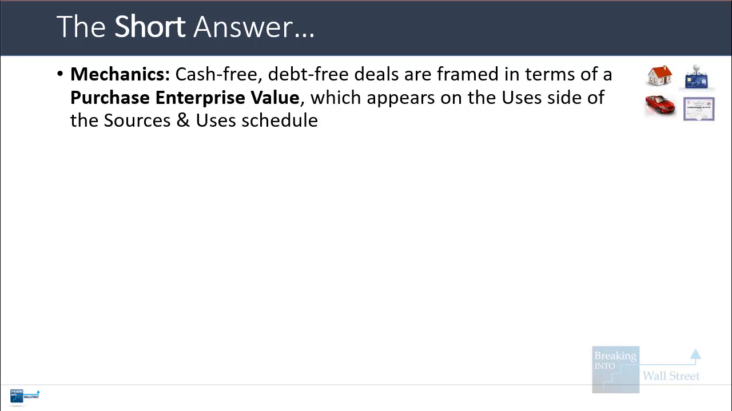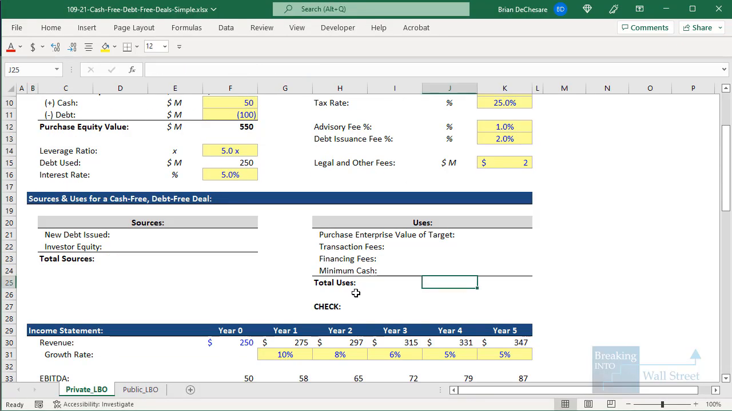Now, the mechanics of this are as follows. Cash-free, debt-free deals, which are almost always used for private companies, are framed in terms of a purchase enterprise value, and that appears on the uses side of the sources and uses schedule. I'll bring up a very simple example right here. So this is for a private company LBO. You can see the purchase enterprise value as the first line of the sources and uses schedule.